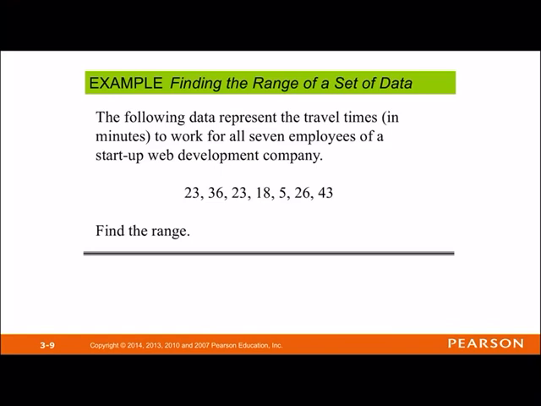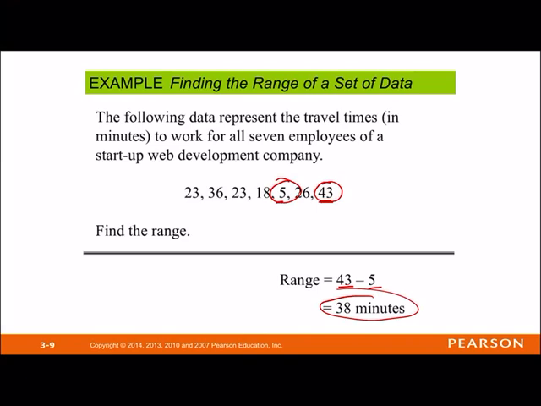So the following data represent the travel times in minutes to work for all 7 employees of a startup web development company. Find the range. Okay. So your highest data value here is 43. Your lowest data value is 5. Range always must be a positive value. Again, it is always the highest minus the lowest. So 43 minus 5. Highest minus the lowest. Never, ever, ever flip it around. And when you do that, you should get 38 minutes. So your range there is 38 minutes.